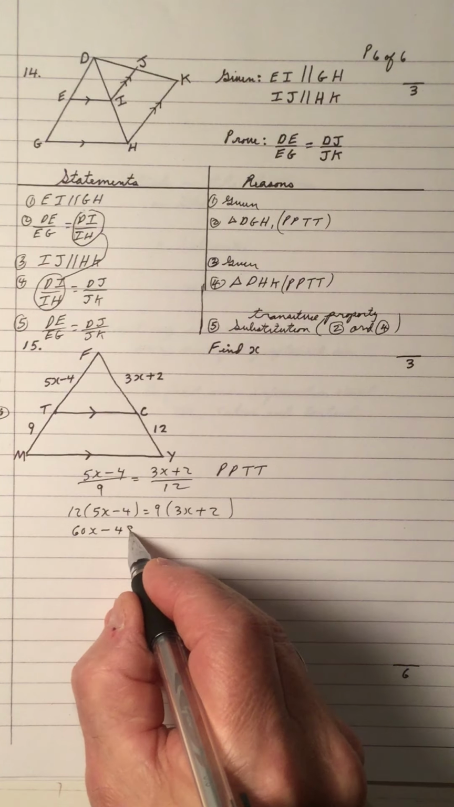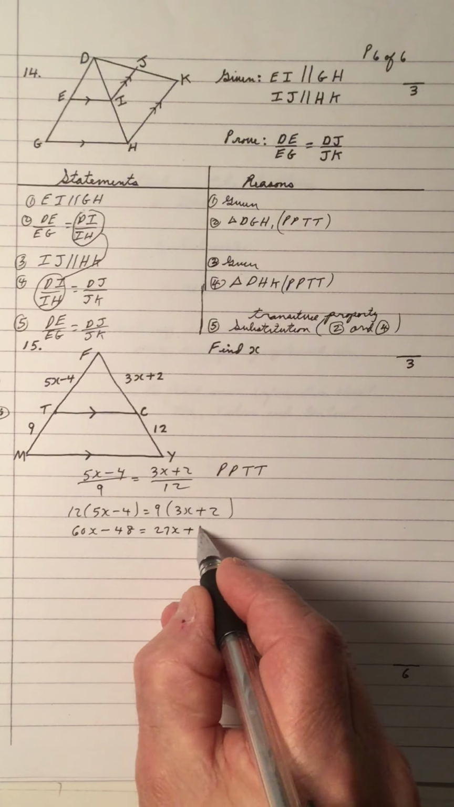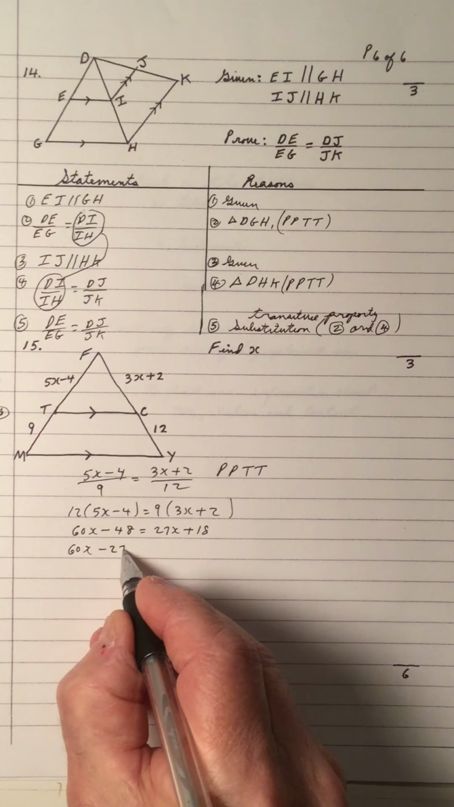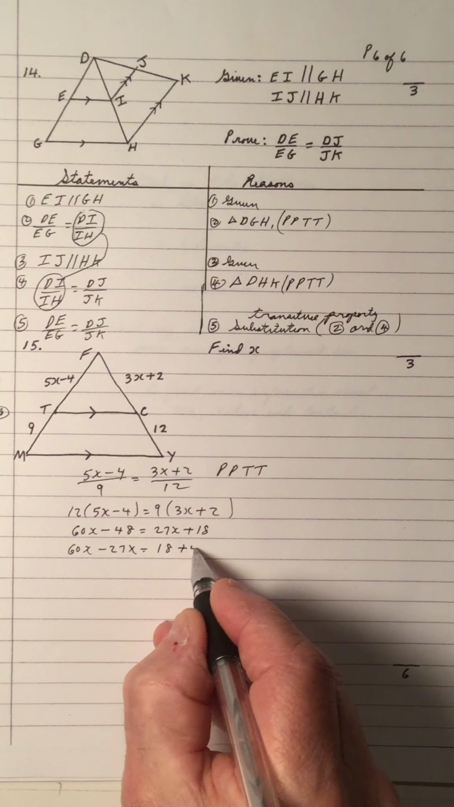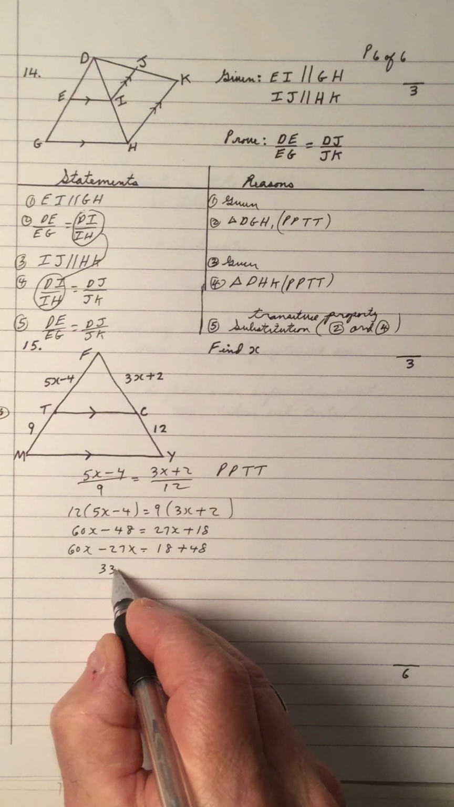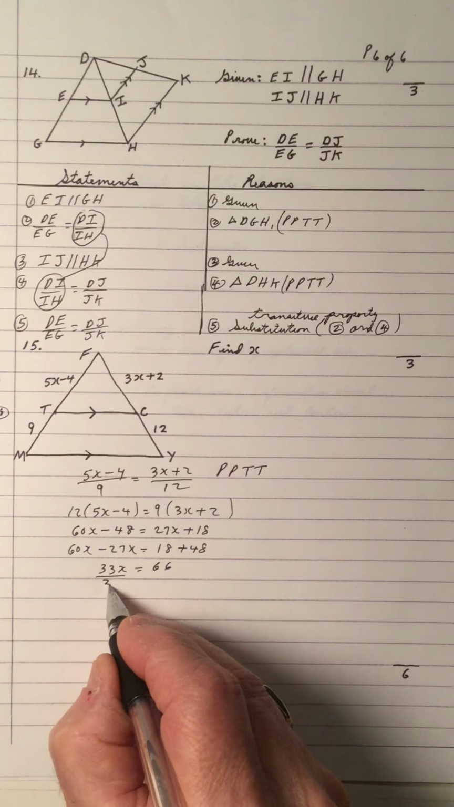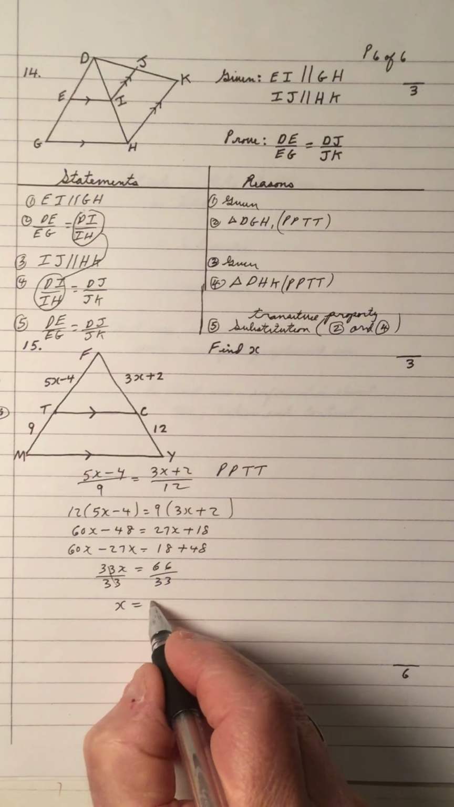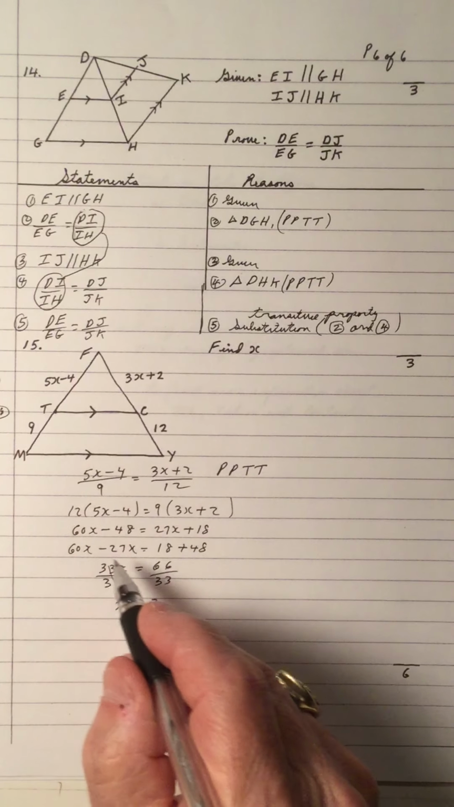So 12 times 5x minus 4, 9 times 3x plus 2, and that gives us 60x minus 48. 3 9s are 27x plus 18. 60x minus 27x, 18 plus 48. So we get 33x equals 66. Divided by 33, x is equal to 2. That's the value of x.